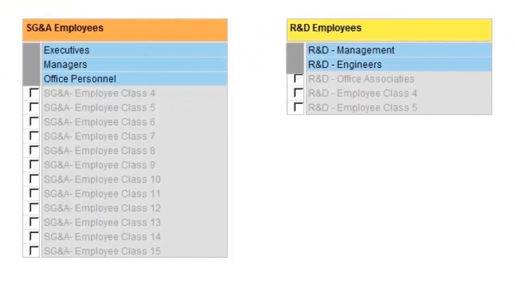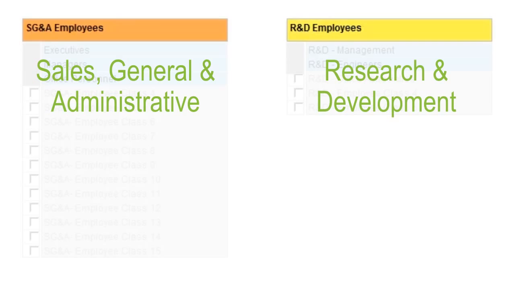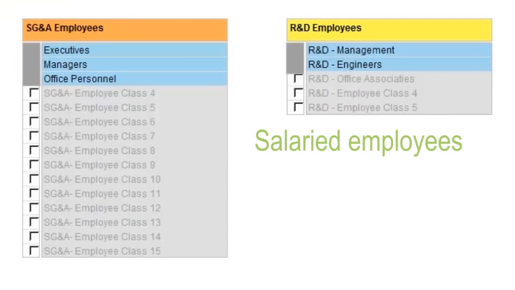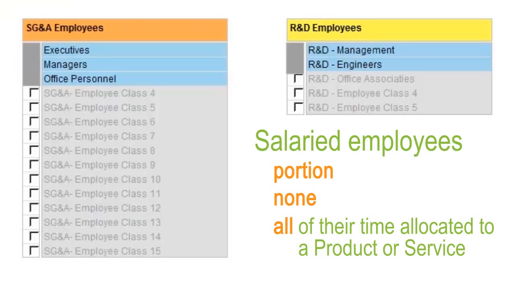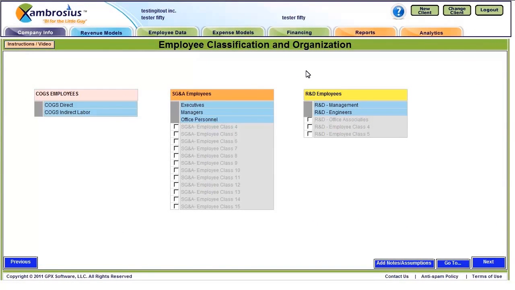Sales, general, and administrative, SG&A, and research and development, R&D, are classification types for salaried employees. These employees can have a portion, none, or all of their time allocated to a product or service. The categories shown here are always turned on by default.